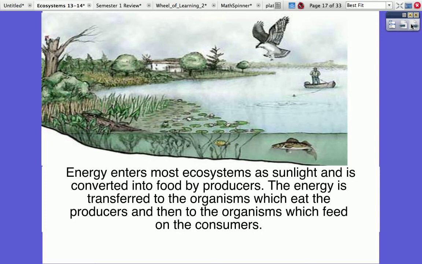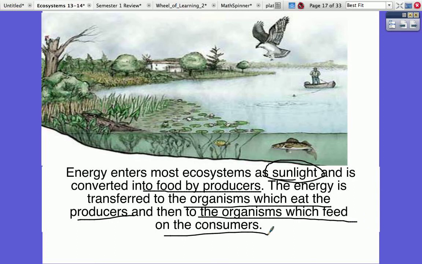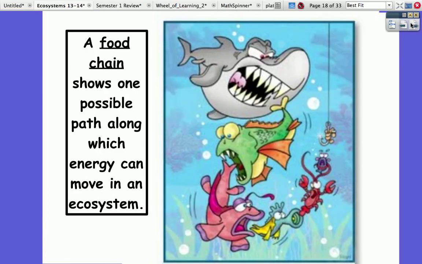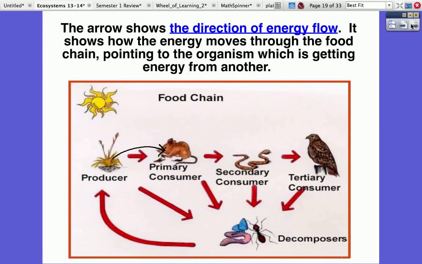Whenever we're looking at energy entering an ecosystem, it actually enters first through sunlight and is converted into food by producers. The energy is then, through food, transferred to organisms which eat the producers, and then to other organisms which feed on those primary consumers. The way that we show this is in a food chain. A food chain shows only one possible path along which energy can move in an ecosystem.